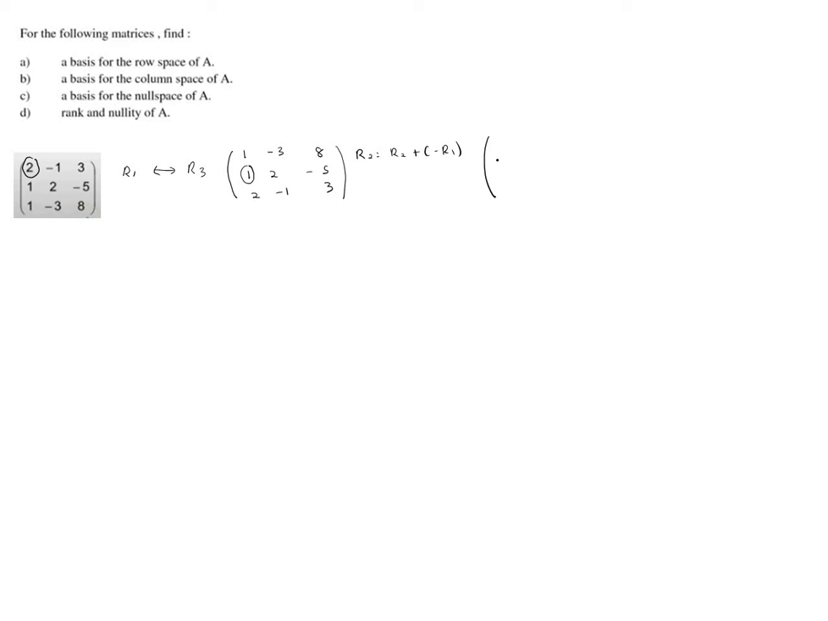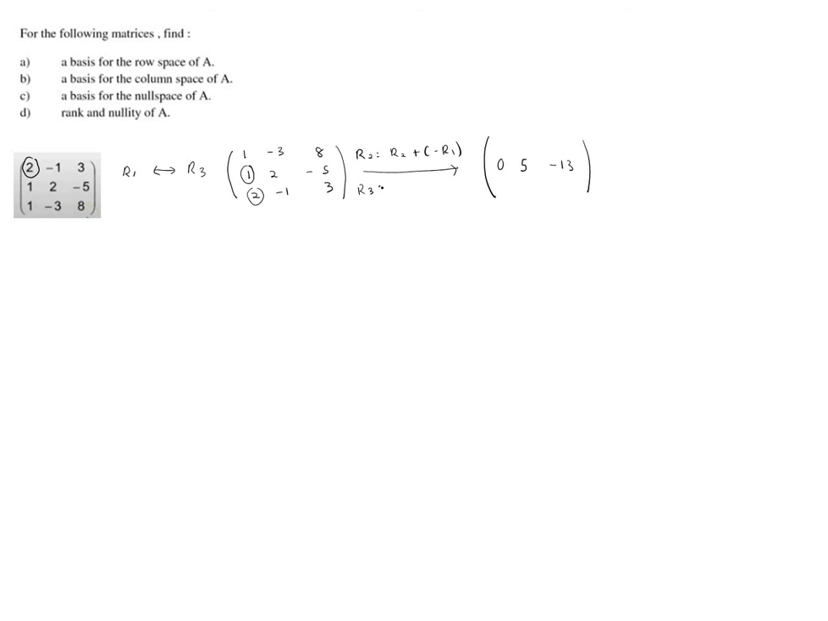1 minus 1, 0. 2 minus negative 3, 5. Negative 5 minus 8, negative 13. We also want to change this entry into 0.